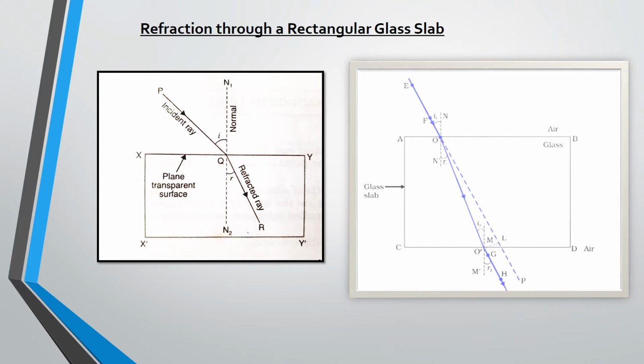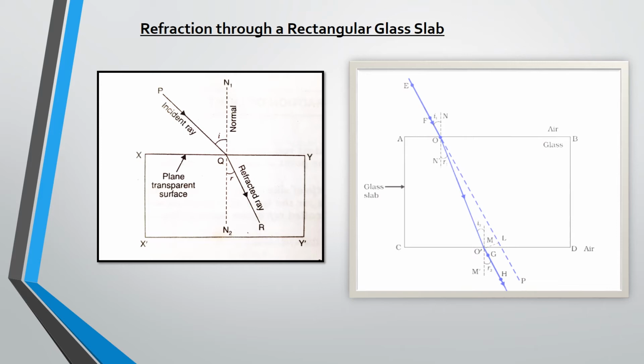Once you join these dots E, F, G, H and then O, O', you understand that the incident light ray is entering the medium of glass, and during this process it bends. Its path is getting deviated from the expected path which is shown in dotted lines.